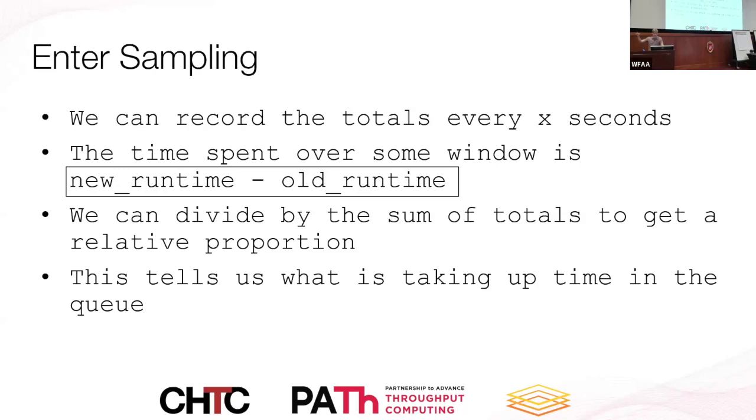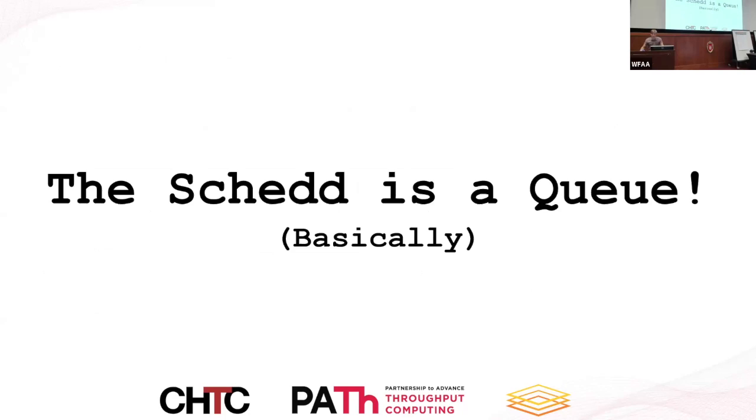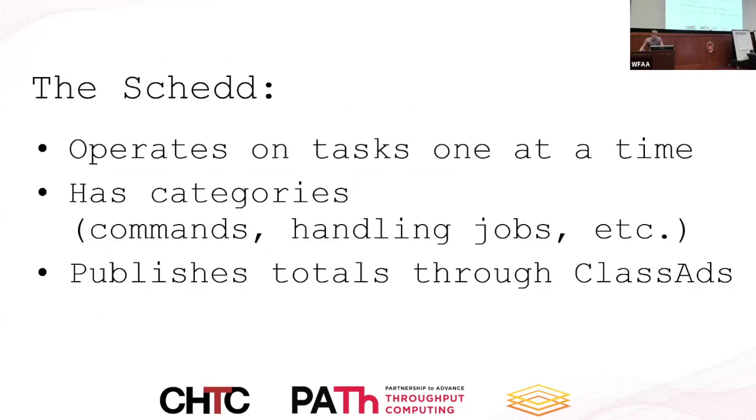Then we can give a fancy pie chart to the NSF or whatever. And this will tell us what's taking up a majority of the time in the schedd, or the queue, I should say. Sorry, spoiler, the schedd is a queue, essentially. It operates on tasks one at a time. We have categories like handling commands, handling jobs, writing to disk.